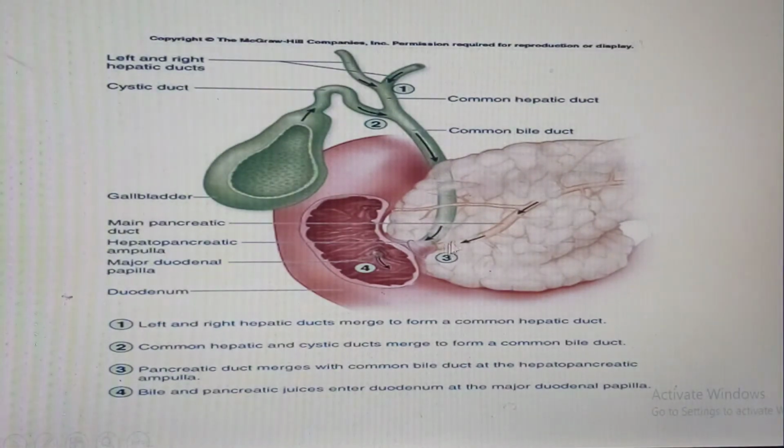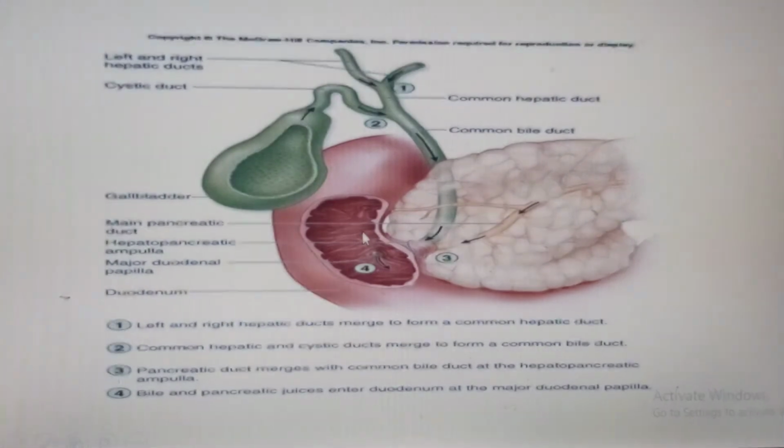And then the common bile duct joins the major pancreatic duct, and the major pancreatic duct is also called the duct of Wirsung, and then eventually they will form what we call the hepatopancreatic ampulla of Vater. And this hepatopancreatic ampulla of Vater is also guarded by a sphincter, which we call the sphincter of Oddi, to control the release of bile and pancreatic secretion into the second part of the duodenum.